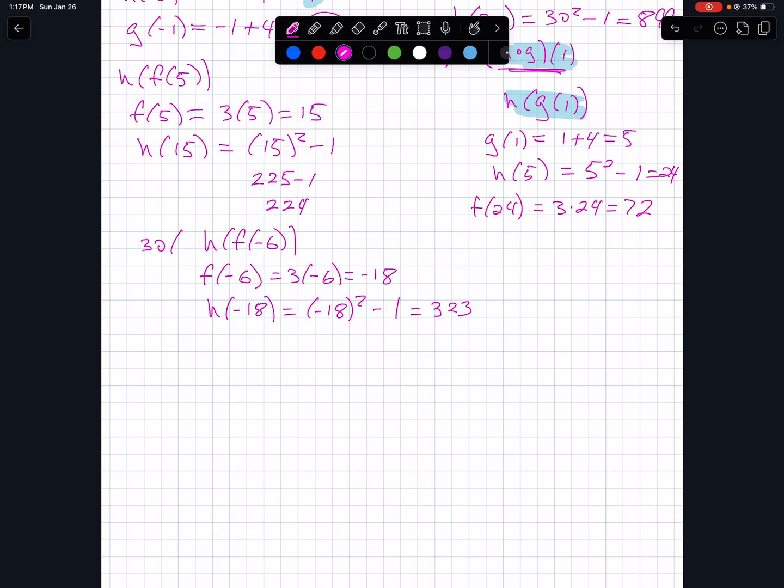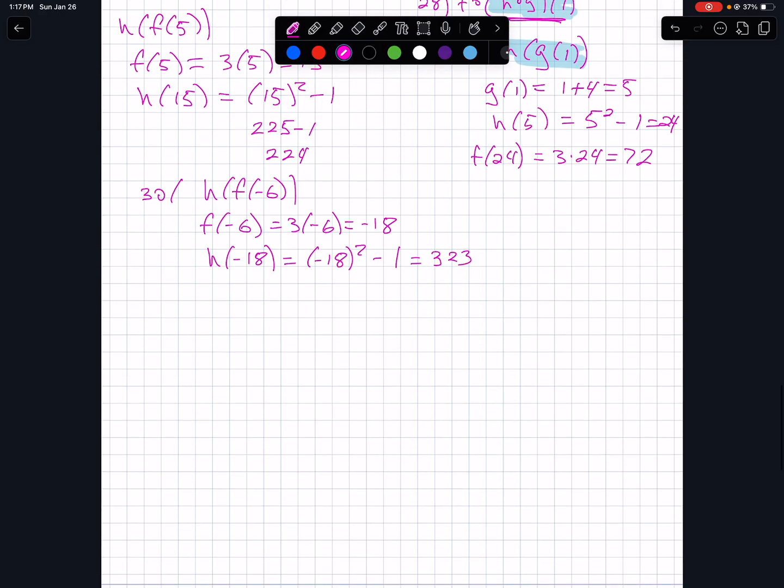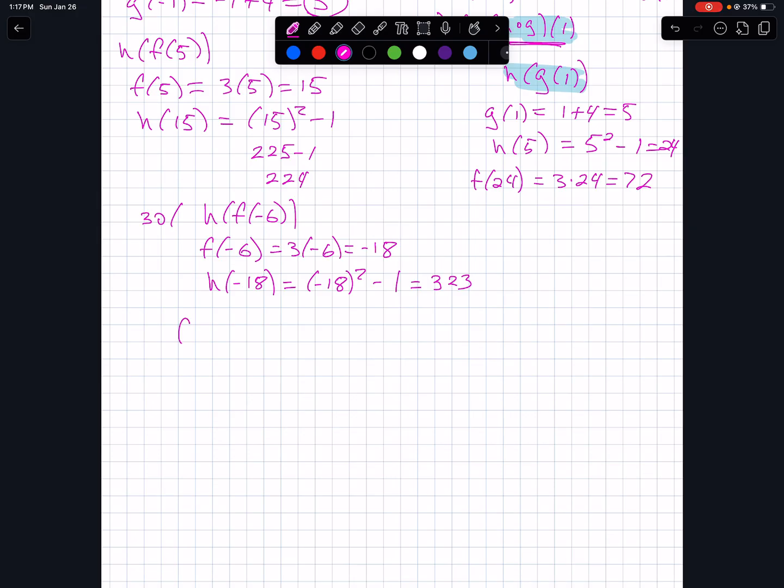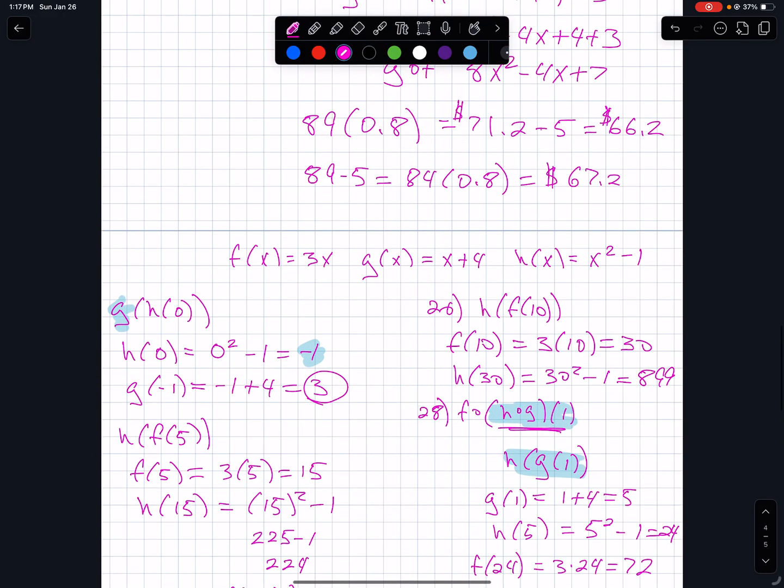This one's going to be nasty. Oh, no, that one's not bad either. So 32 is f of g of 7. So g of 7 first. Copy these things down here.